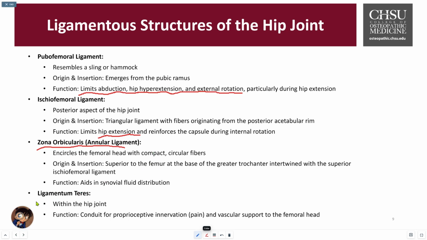This also goes for the ligamentum teres. This is the one that's located within the actual head. The main key function is that it's a conduit for proprioception, so it actually perceives pain, and it does provide a role in supplying blood flow to the head of the femur.